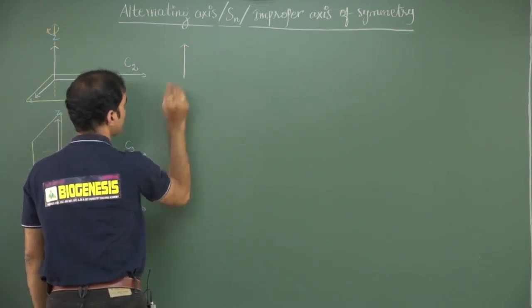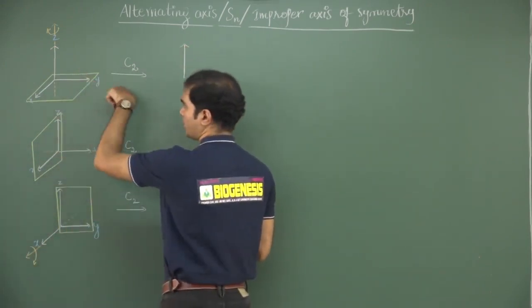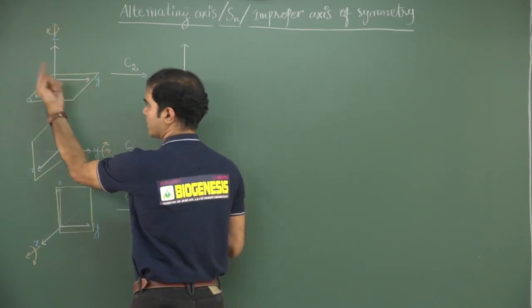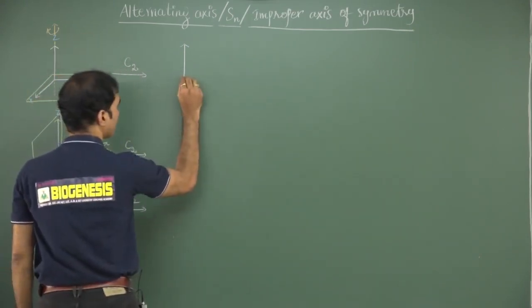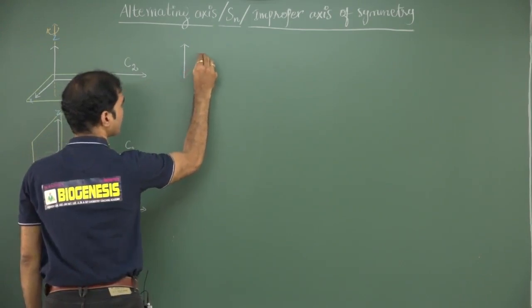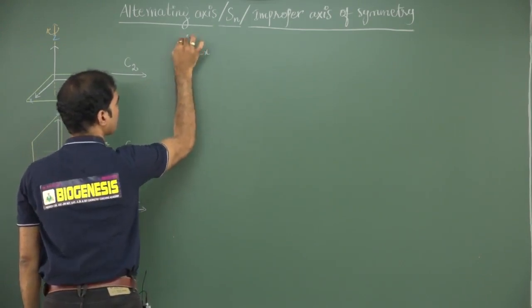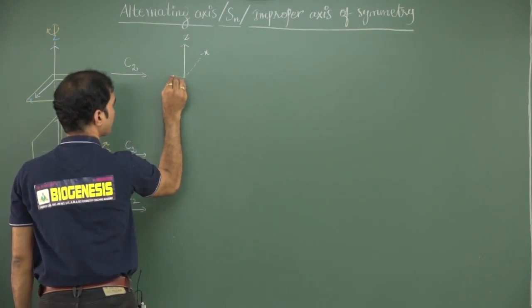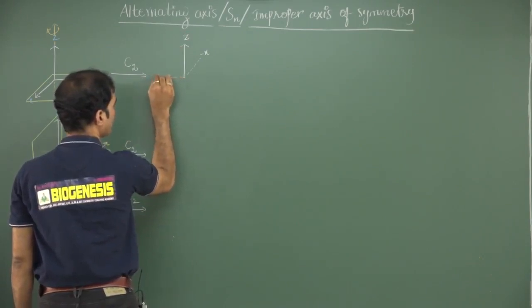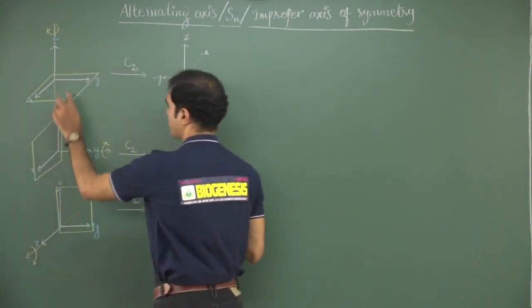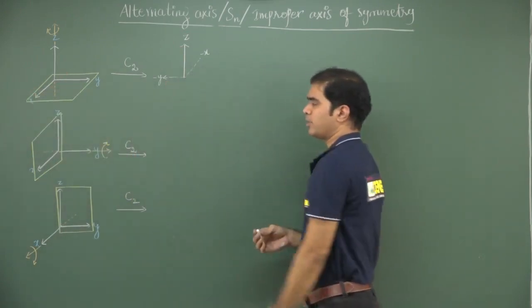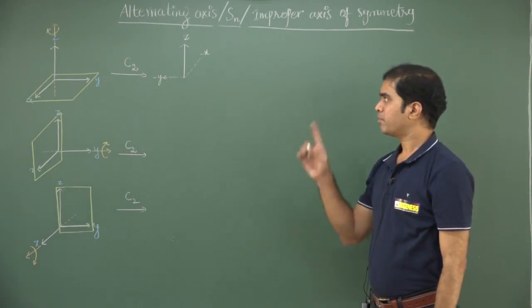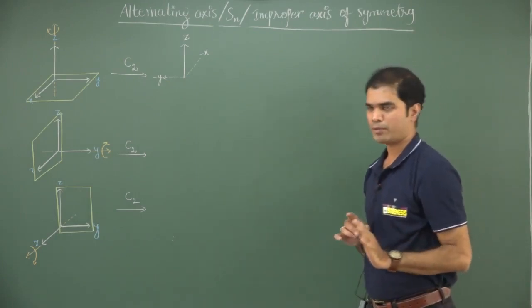Z is as it is, right? Now rotate by 180 degrees: y will go to minus y, and x will go to minus x. So now this is minus x, z is intact, and this is minus y. After the 180 degree rotation, these two exchange in this way, minus x and minus y, but z is intact because we have done only half of the operation.